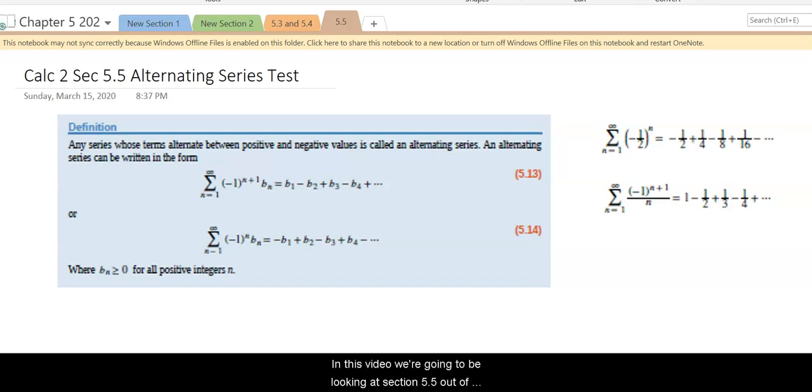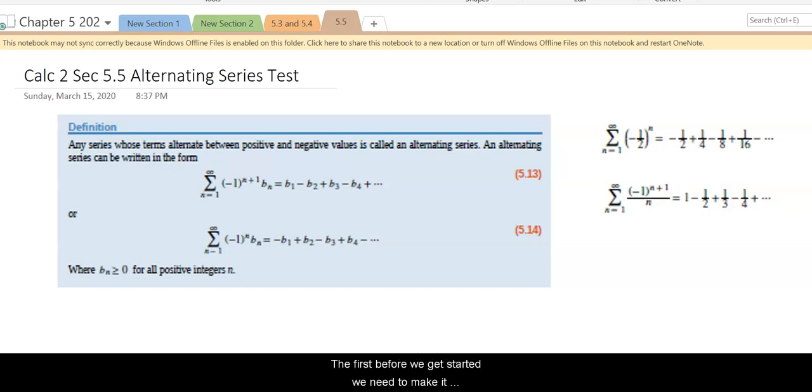In this video, we're going to be looking at section 5.5 out of the OpenStax Calculus 2 book, which deals with the alternating series test. The alternating series test is specific to series that alternate. There are series that alternate that yet are not called alternating series.